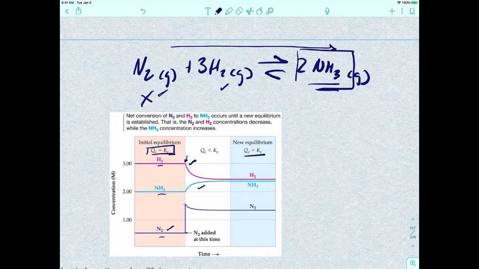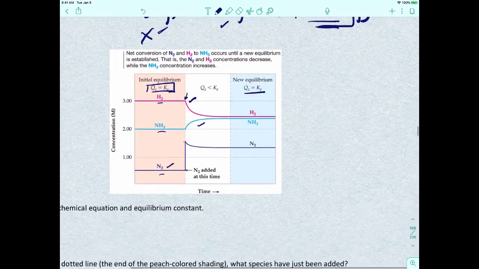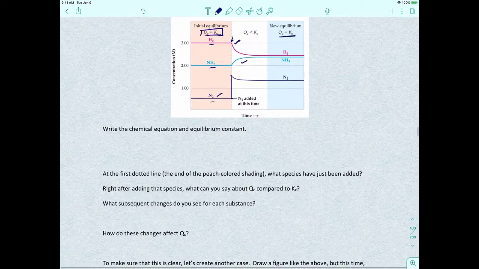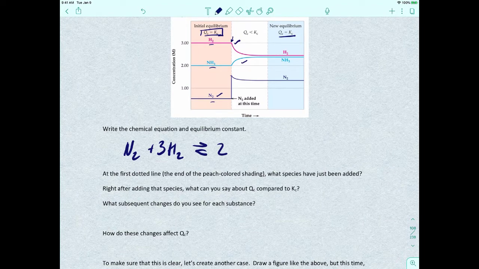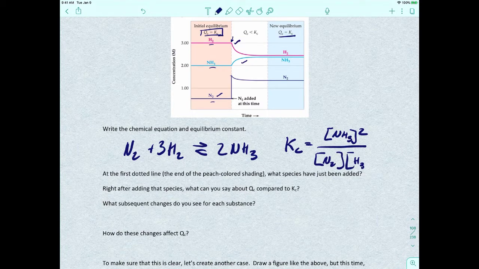It made more product. We increased the concentration of a reactant. It, in turn, made us make more product. So if we were to write the chemical equation again, you have N2 plus 3H2 in equilibrium with 2 moles of NH3. The equilibrium expression would look something like this. Kc would be equal to the concentration of NH3 squared divided by the product of N2 times concentration of H2 cubed. Oops, I'm writing the numbers backwards. So that was H2 cubed.